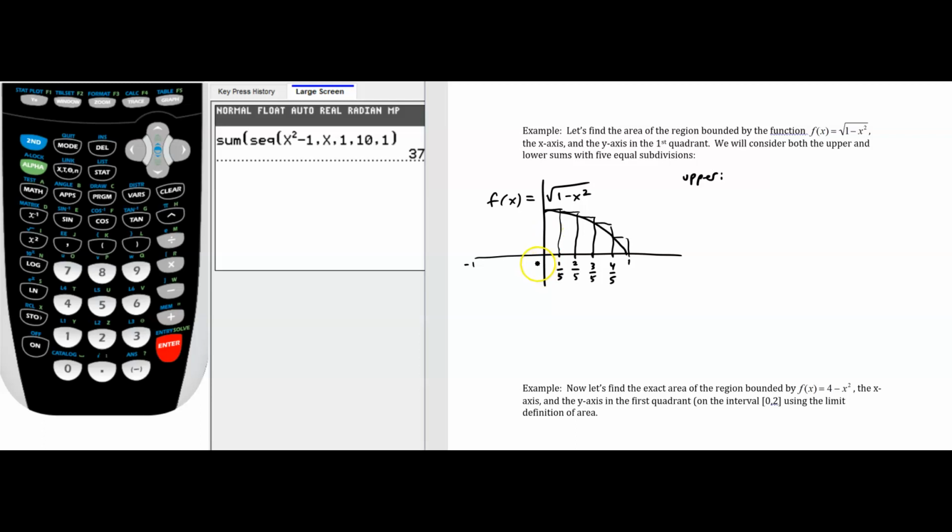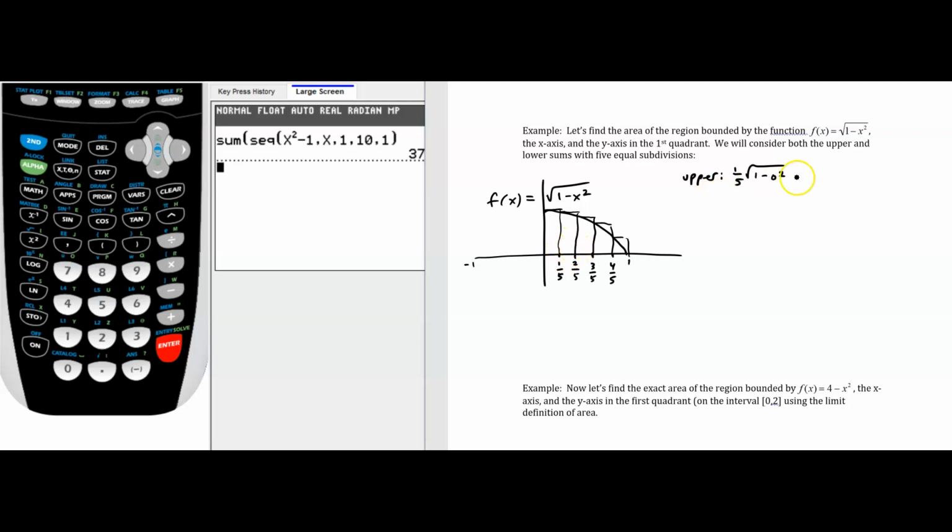You could see that the base of that first rectangle is 1/5, and the height is actually going to be f of 0, not f of 1/5, because f of 1/5 would be a lower height. We wanted to take the highest y value on that interval, and so that would be f of 0. So if you plug 0 into your function, the height of that first rectangle is the root of 1 minus 0. I'm actually going to write it as the root of 1 minus 0 squared, because I want you to see the pattern.